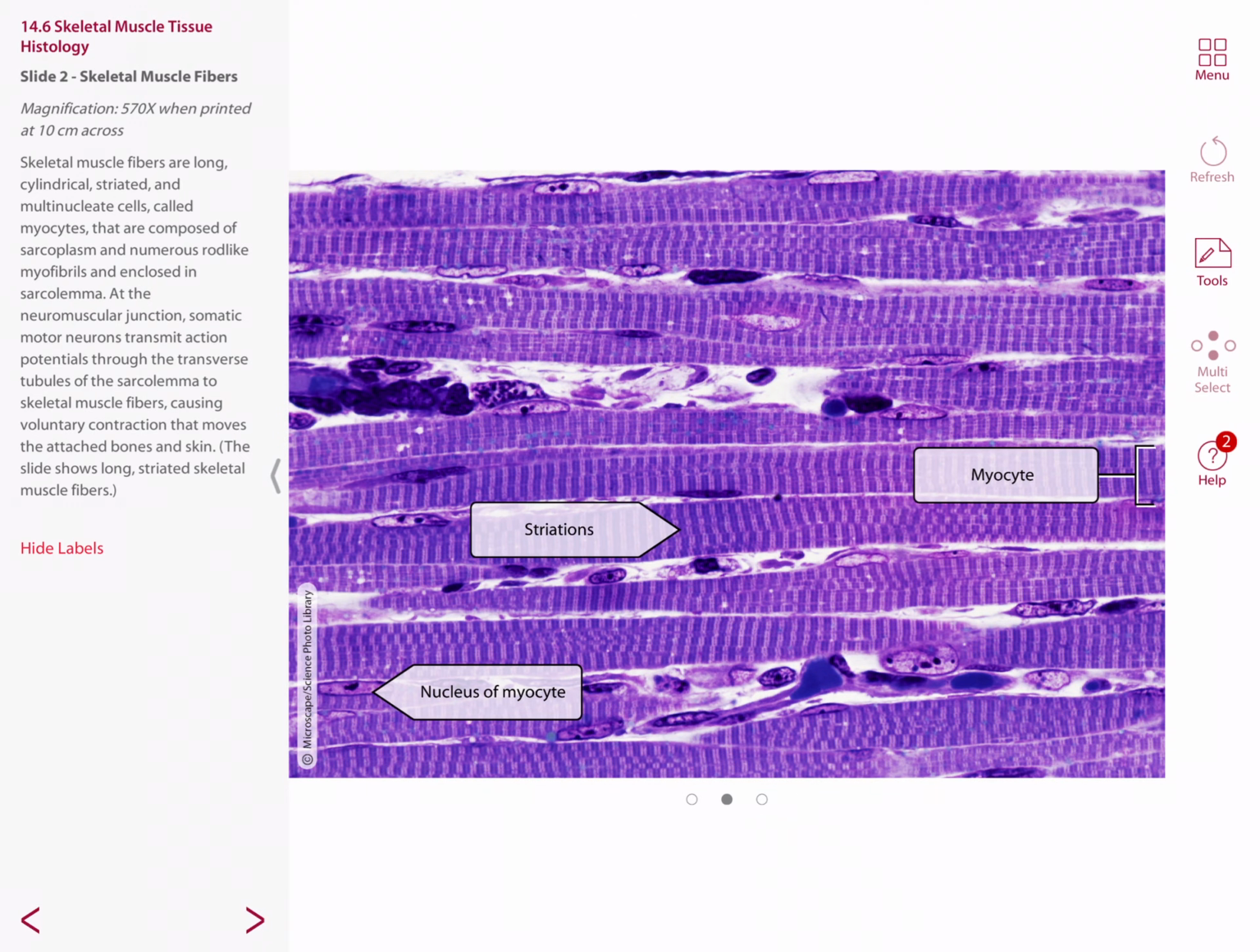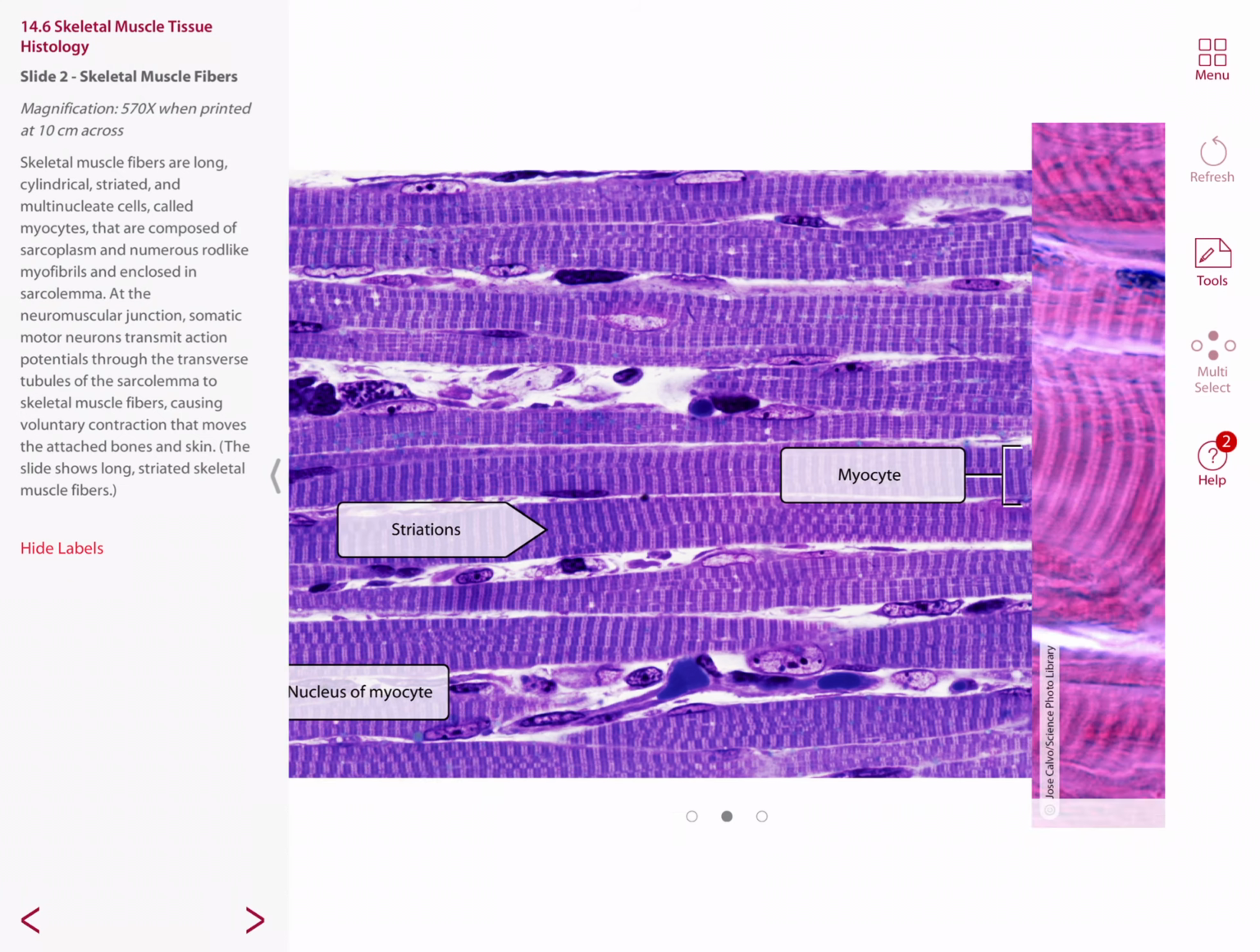Here's what they look like under microscope. We would have a chance to look at these in the lab. Honestly, this is easier and just as beneficial. You can see the striations, you can see the nuclei and multi-nucleate, right? So we can see nuclei all around the periphery.